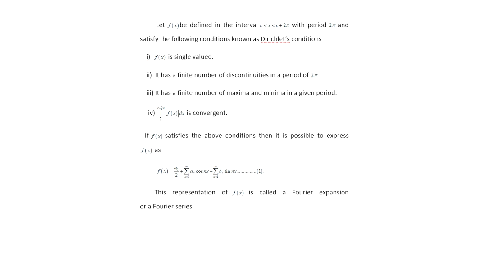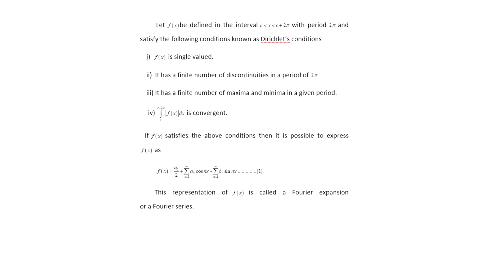That is, f of x is single valued. Second one is it has finite number of discontinuities in a period of 2 pi. Third condition is it has a finite number of maxima and minima in a given period. Fourth one is integral c to c plus 2 pi modulus of f of x dx is convergent.